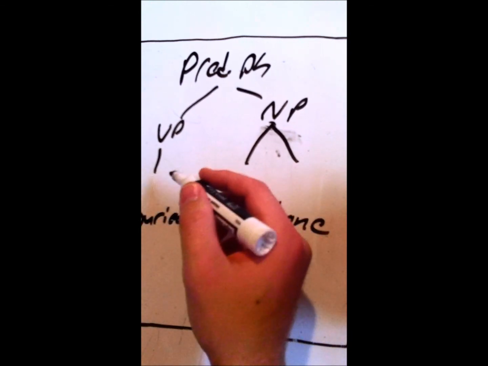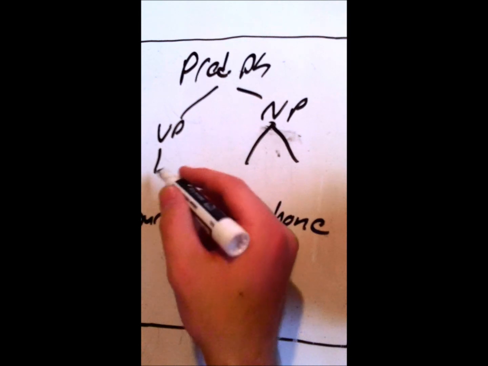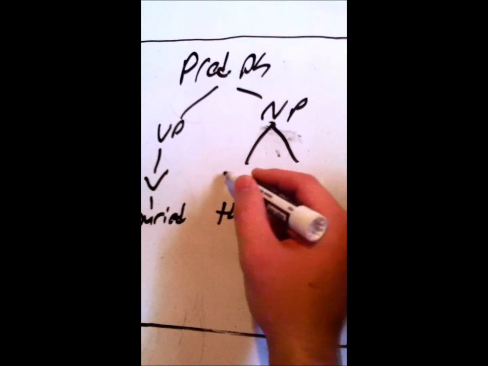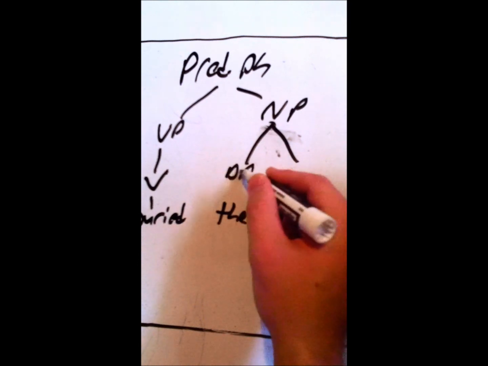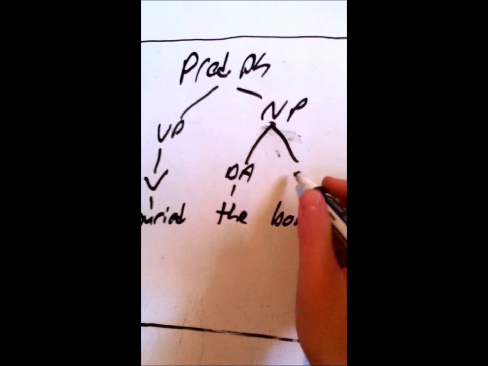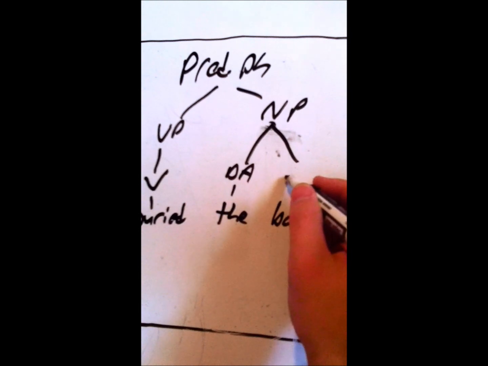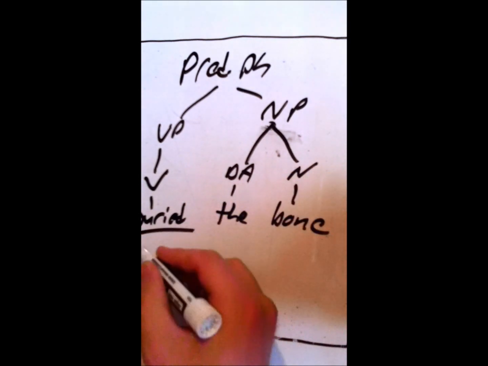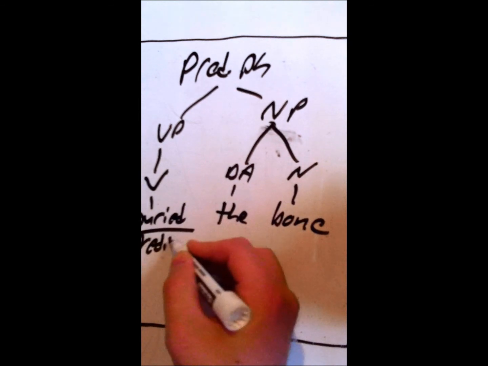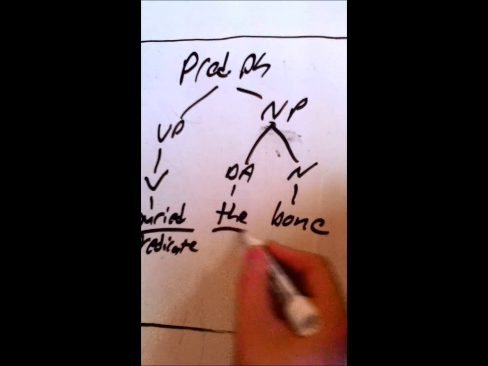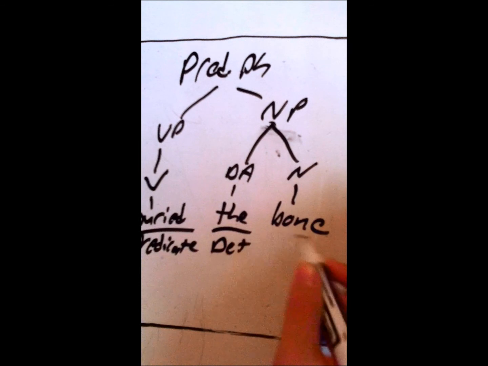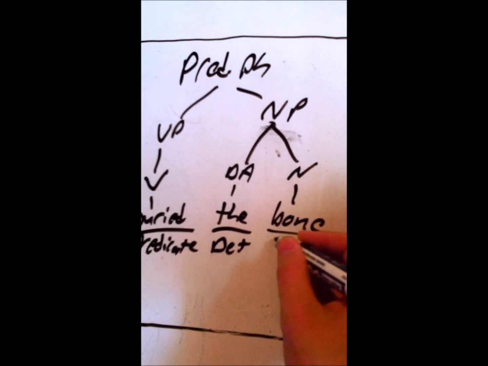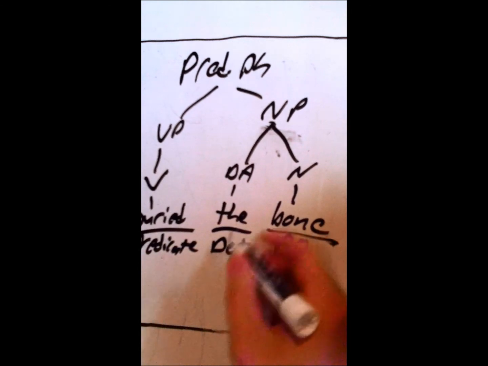Now the form of buried is a verb, and I'm going to abbreviate that with a V. And the, as mentioned before, is a definite article. Bone is also a noun, just like dog. Buried is the predicate, and that is its function. The, we already talked about, it is a determiner. It determines which bone. And bone is direct object, which I'm going to abbreviate DO.